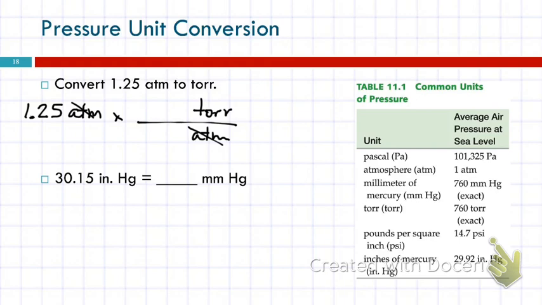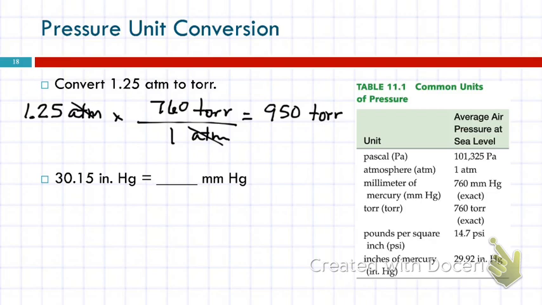So the numbers, you go over to this table, and all of these things are equal. So you just pick the two that you need. Here I have 1 atmosphere. So over here, I'm going to put a 1 in front of atmosphere. And here I've got torr, 760 torr. So then you get out your calculator. 1.25 times 760. 950 torr.